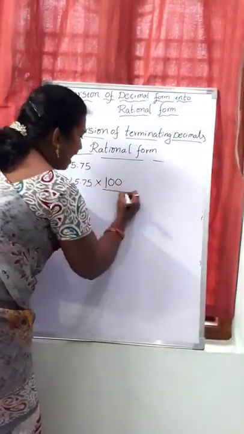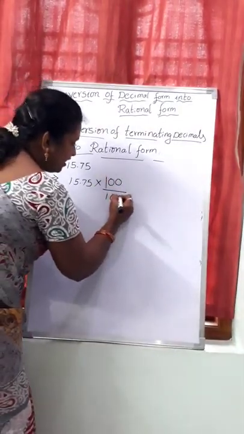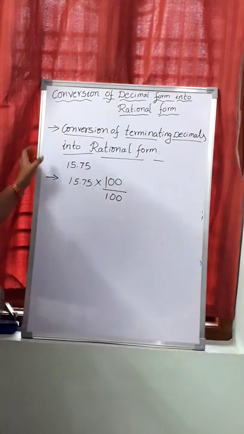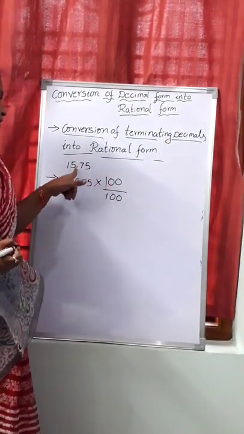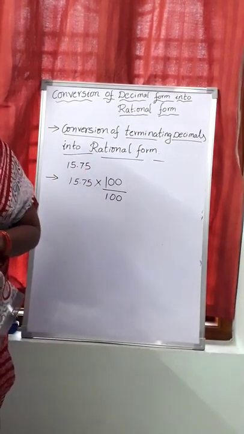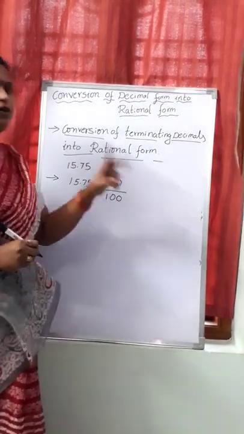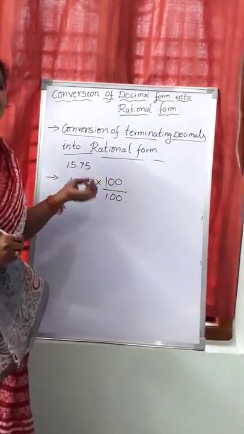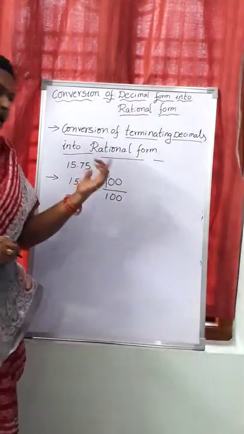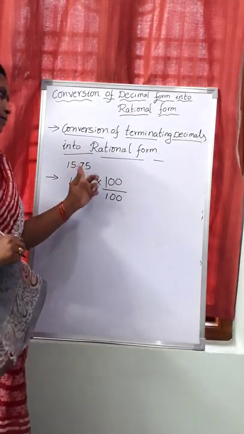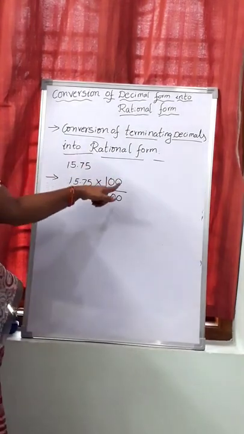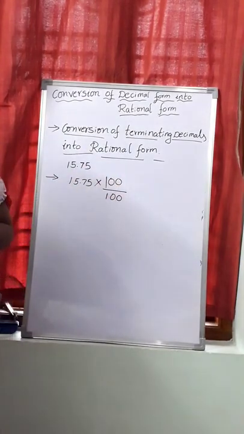So we multiply and divide both the numerator and denominator by 100. Why are we taking 100? Because the given decimal number has two decimal places, so we take 1 followed by 2 zeros. If you have 3 decimal places, we multiply and divide with 1000. If you have only 1 decimal place, we multiply and divide with 10. Understand? Now we multiply both the numerator and denominator by 100.